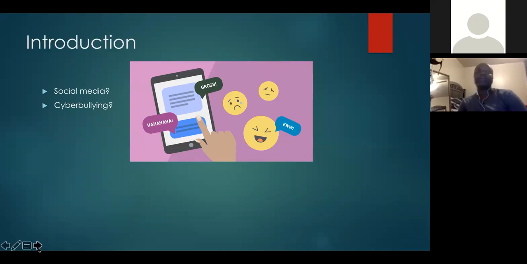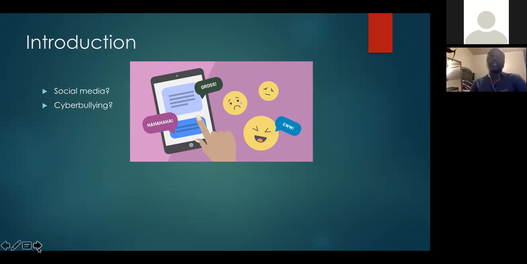Merriam-Webster Dictionary defines social media as forms of electronic communication, such as websites for social networking and microblogging, through which users can create online communities to share information, ideas, personal messages, and other content. Over the course of the years, social media has grown into an effective form of communication within society.